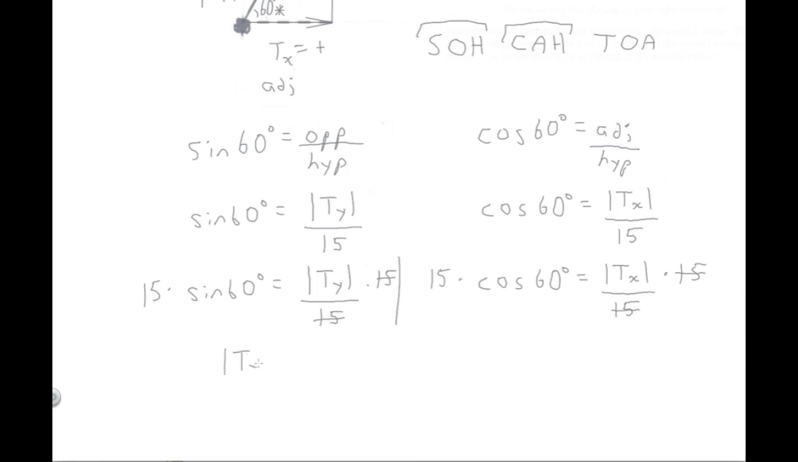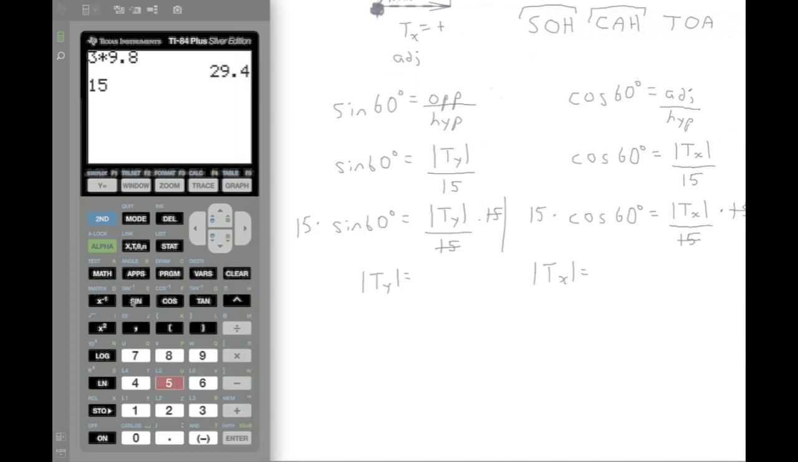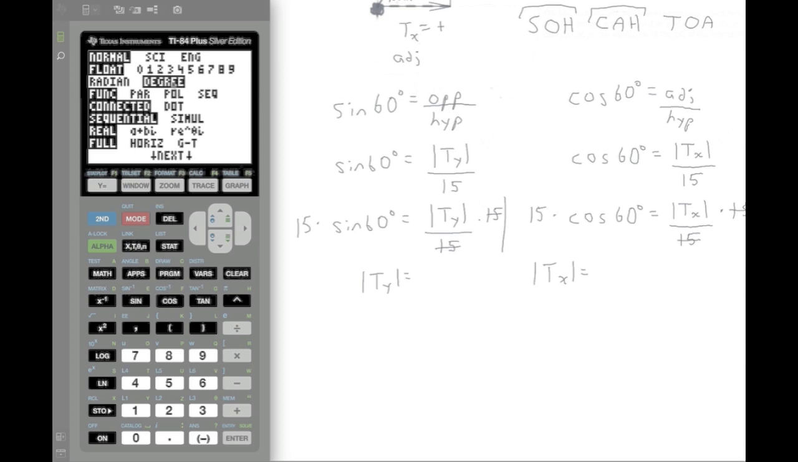And now both equations are solved for the magnitude of the component. Now we can use our calculator to do the calculation. So the first calculation is 15 times sine 60 degrees. This is in degrees, so make sure your calculator is in degrees mode.